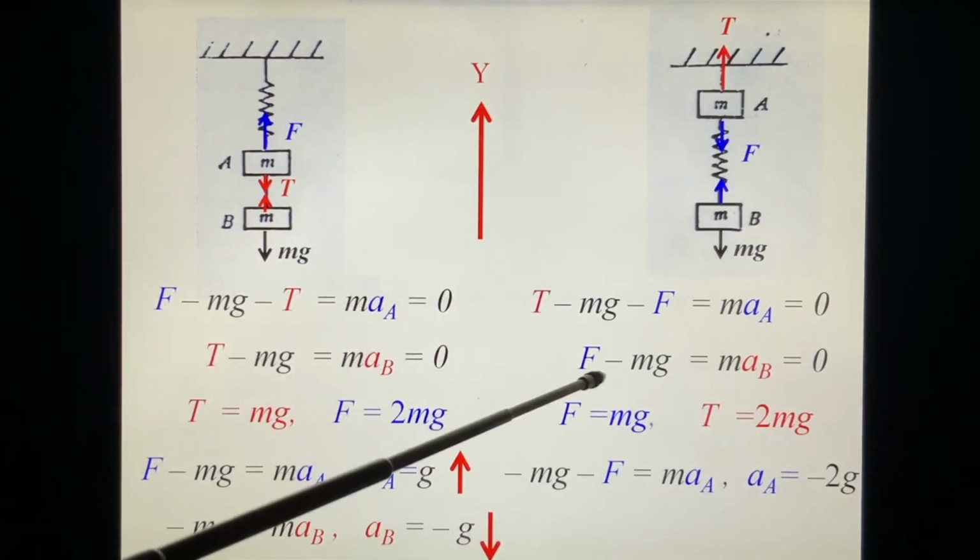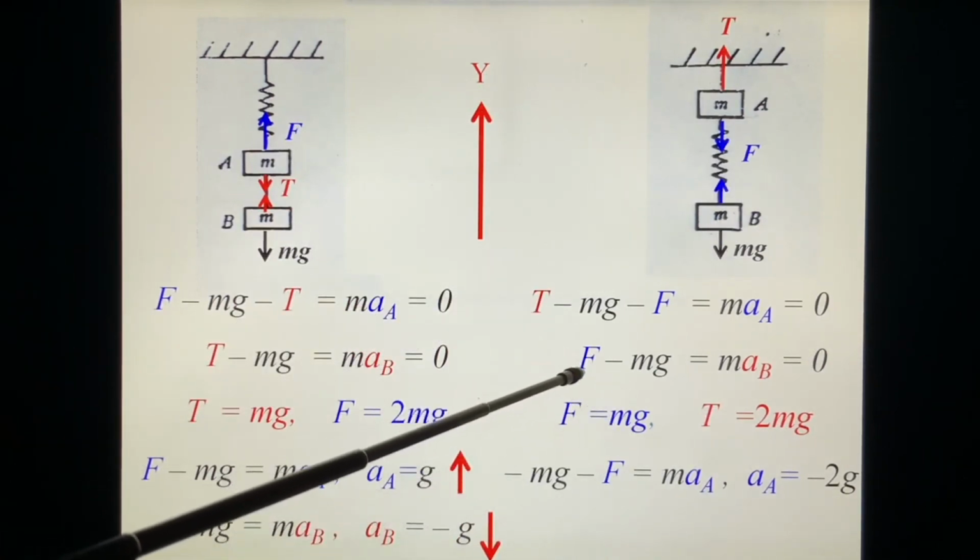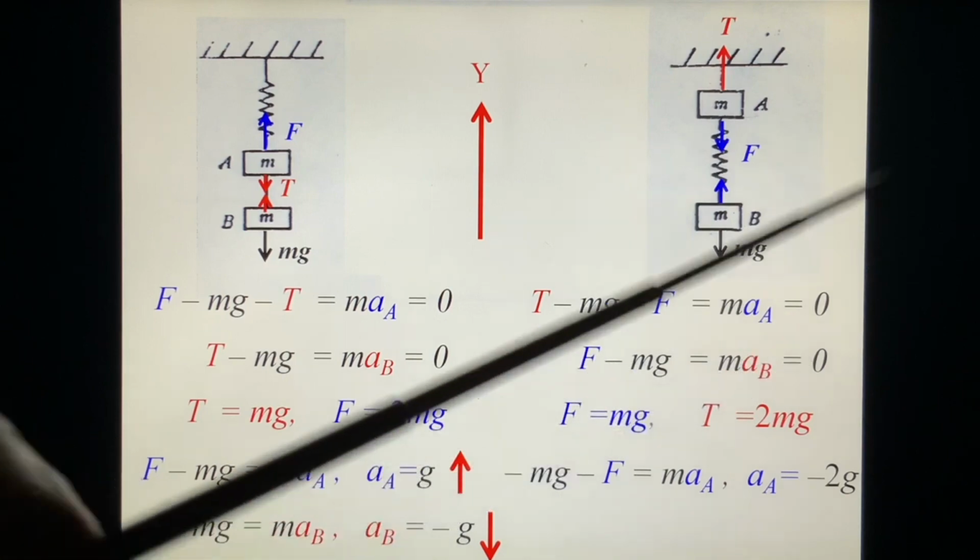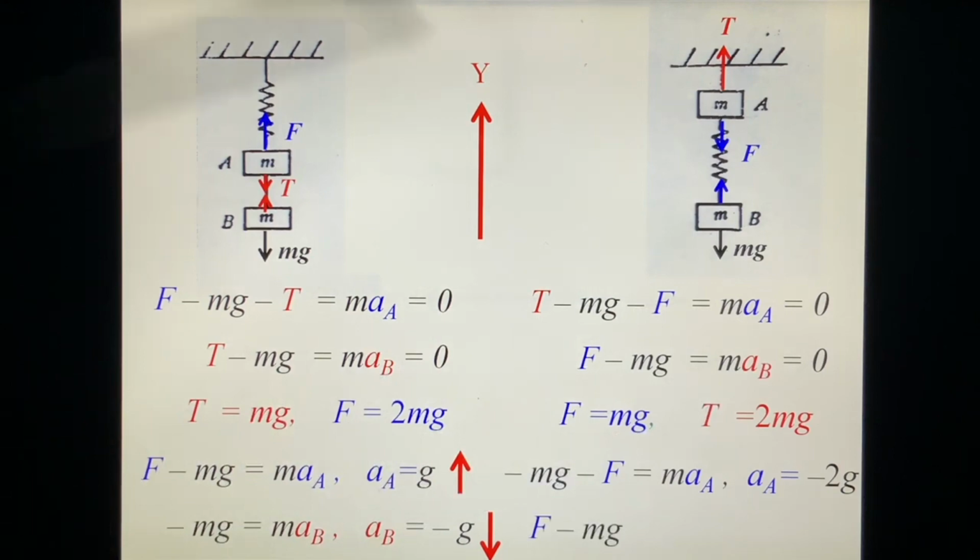And B, look at this equation. B will not be affected by T. So aB will keep the same. This is mg, so aB is 0.